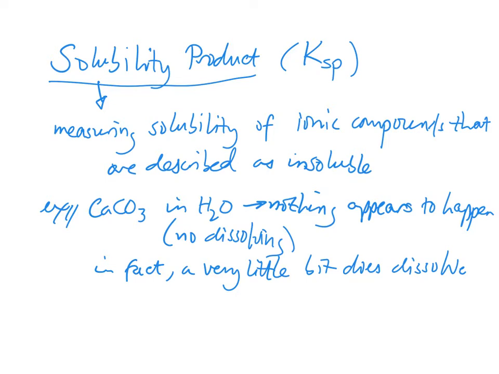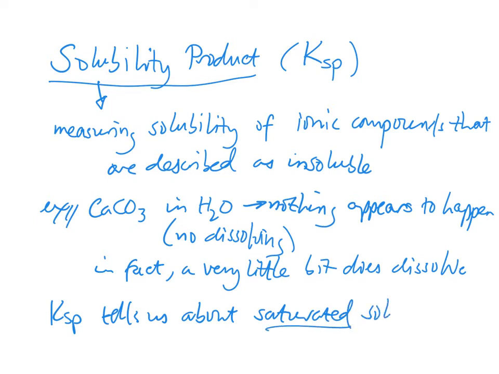So KSP sort of seeks to describe, what if I put a speck, a tiny amount of calcium carbonate into water, and it dissolves, and then I add another speck and it dissolves, and I add another speck and it dissolves, and maybe the 4th speck that I add, it stops dissolving. Well, then I've sort of discovered its saturation, its maximum solubility under those conditions. And that's what KSP seeks to describe. So KSP tells us about saturated solutions. So the idea is, what is the most of this substance that we could dissolve.